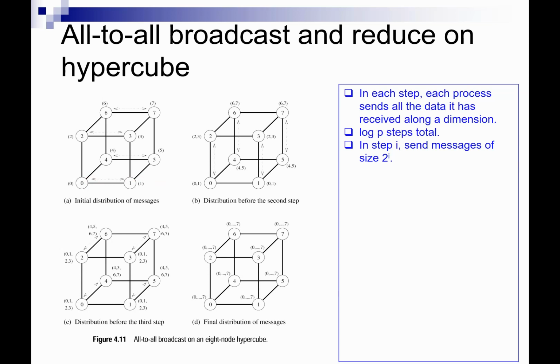We know that all of these processes can be represented by binary numbers, with log p digits. So the dimensions that we have, we're going to go in the dimensions of the digits, from the least significant digit to the most significant digit. First of all, we're going to go in the ones digit, right?